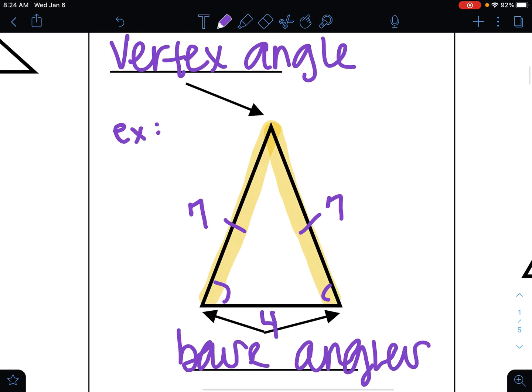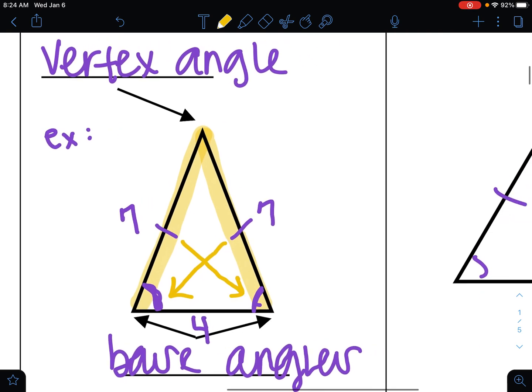The vertex angle is this angle at the top. And then the base angles would be the ones down here. Now, they may not always be at the bottom, but they're always going to be across from the congruent sides. So that's how you can tell where they are.